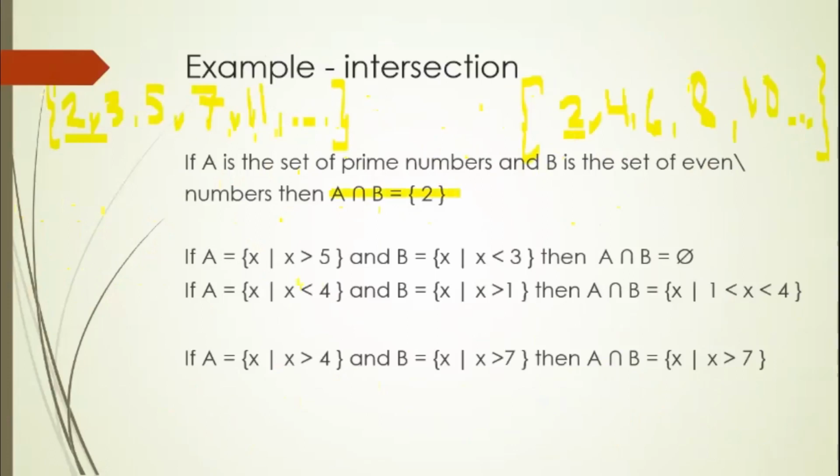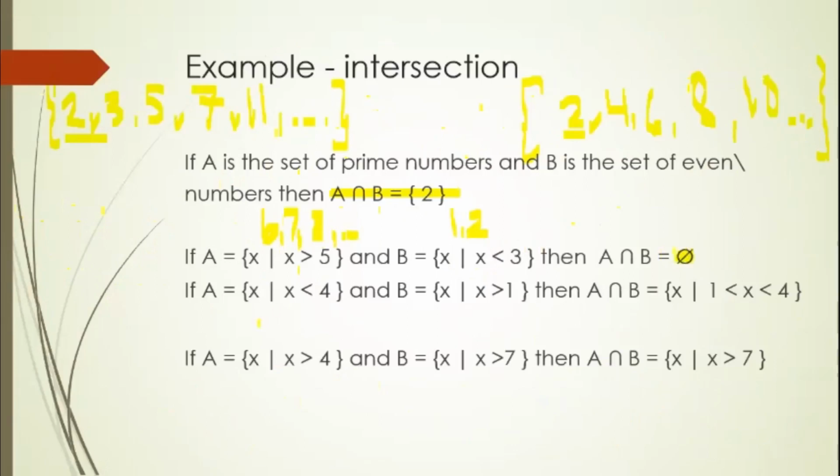What about this one? X is greater than 5. These numbers begin from 6, 7, 8, up to infinity. What about X less than 3? So let's say, for example, you have 1, 2. Is there a common number between the two sets? None. That's why it's an empty set.